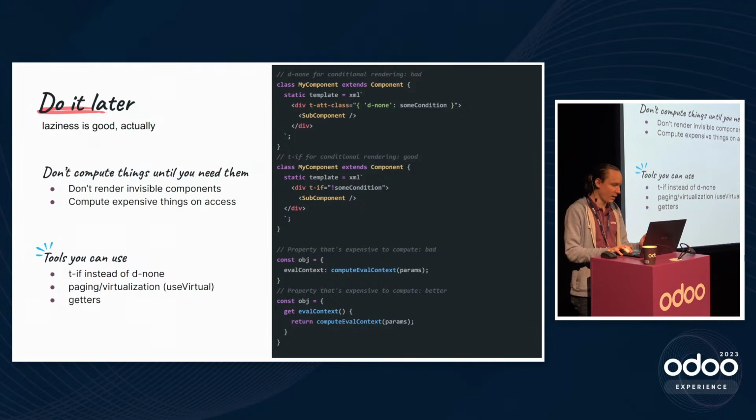So don't do that. And if it's really expensive, you can even make the getter overwrite itself after the property has been computed so that it's only computed the first time it's accessed. And so that's kind of like mixing memoization with lazy computation.